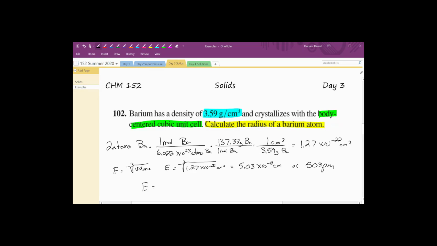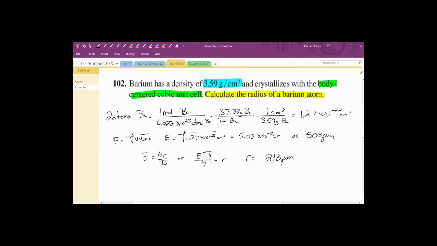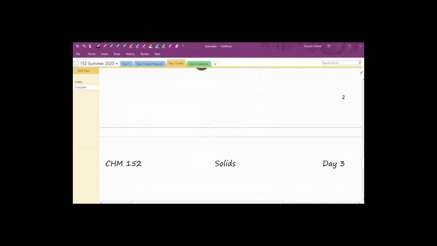And so the edge is 4r over the square root of 3, or edge times the square root of 3 divided by 4 is r. So r would be 503 times the square root of 3 over 4. I got 218. Hopefully that's what you guys are getting. One more.